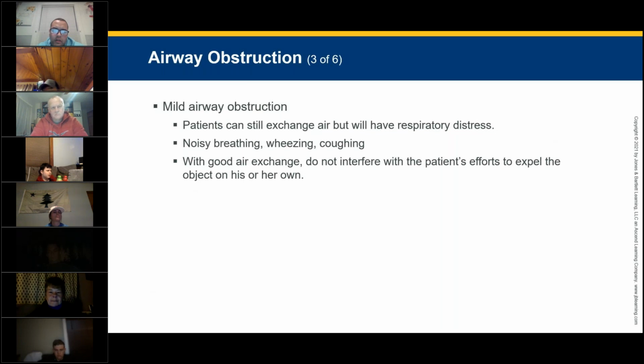With a mild airway obstruction, patients are still exchanging air, but they're having varying degrees of respiratory distress. You need to take great care to prevent the mild obstruction from becoming severe. The patient might have noisy breathing, they might be coughing, they might be wheezing. With good air exchange, the patient can cough forcefully, although you might hear wheezing between the coughs. If they can cough forcefully, you know they're getting good air exchange. As long as the patient can breathe, cough forcefully, or talk, don't interfere with their efforts to expel the object on their own. Continually reassess their condition.